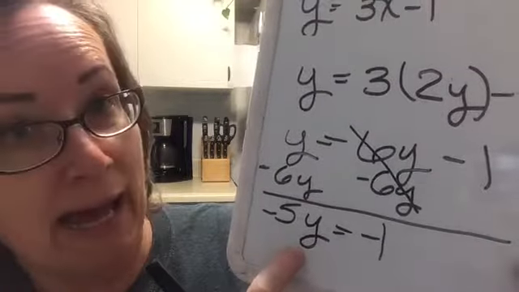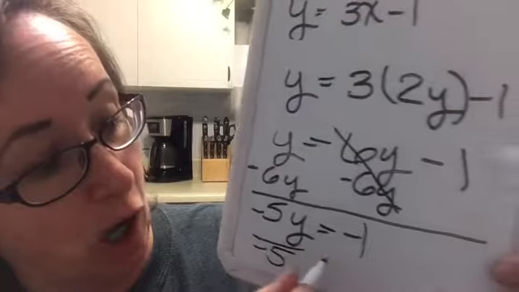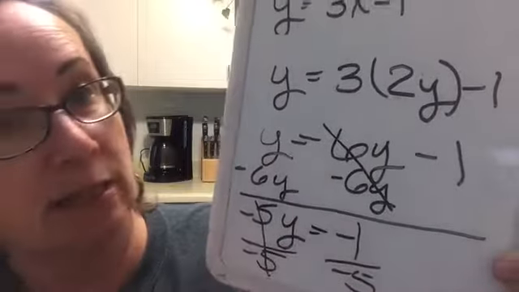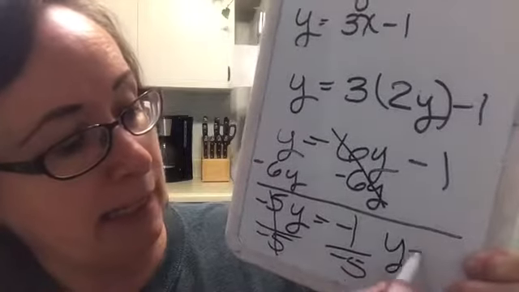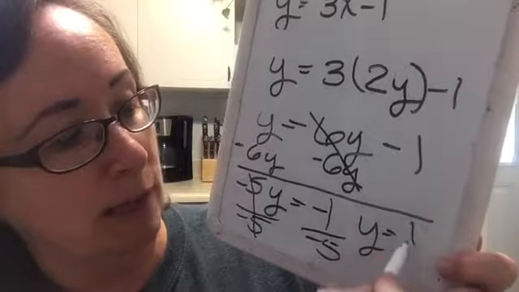So to get y by itself, I need to divide by negative 5 on both sides of the equation. The negative 5's cancel here, and I get y equals negative 1 divided by negative 5 is 1/5.